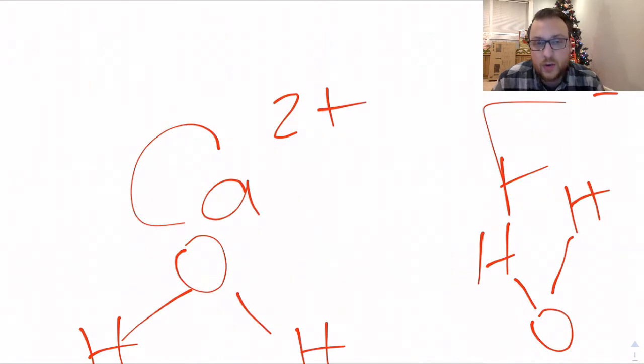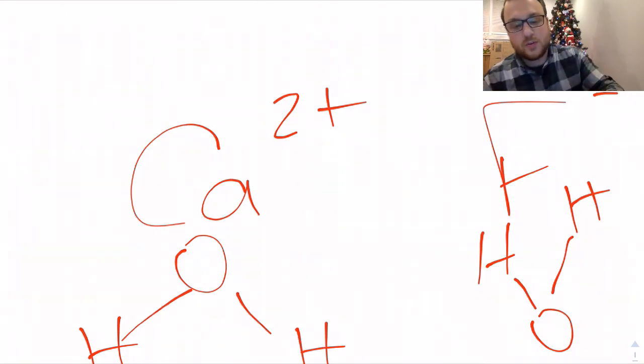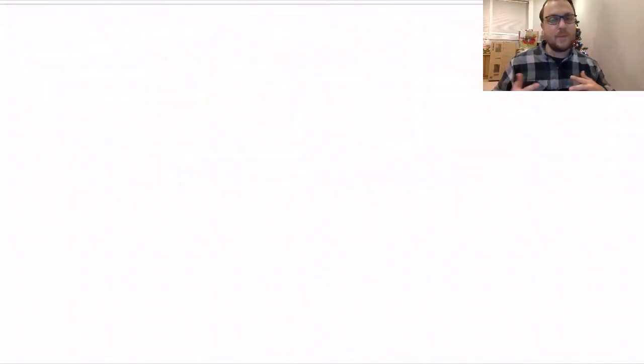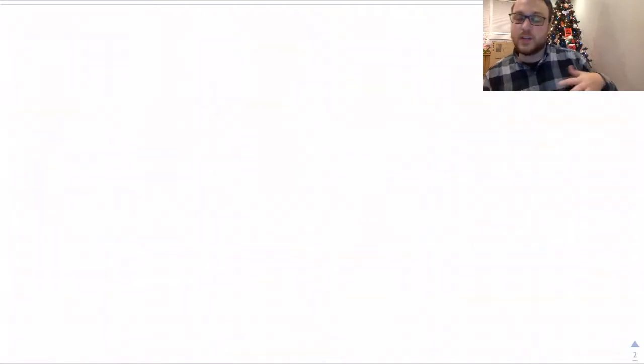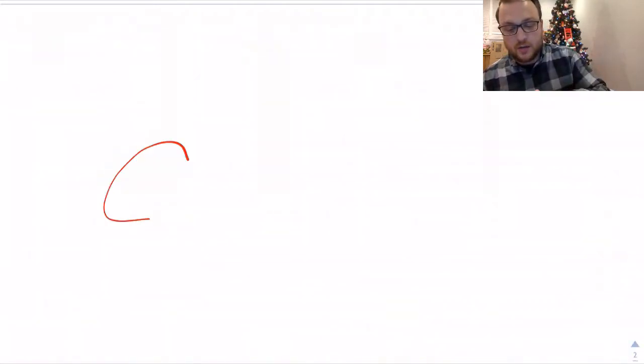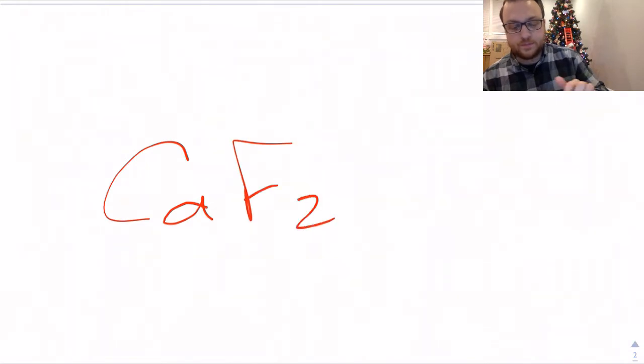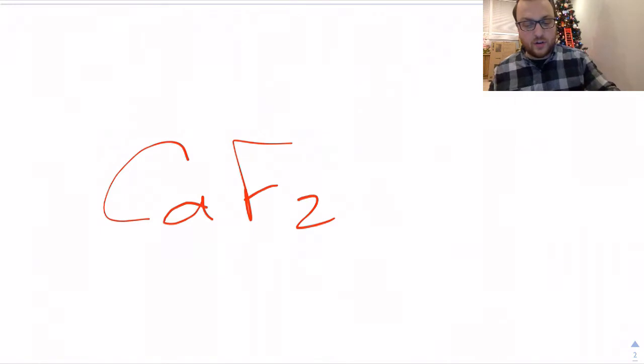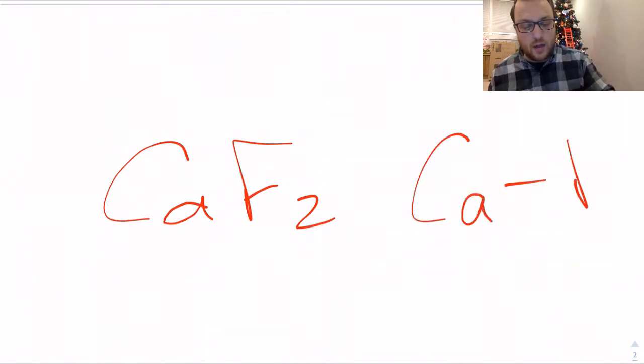Got a lot of questions on how to draw ionic compounds. So I'll do it the long way to show you the explanation, the chemistry behind it, and then go over the short way. So let's say you were asked to draw CaF2 as a compound. How would you draw the Lewis structure? You cannot draw it like this.